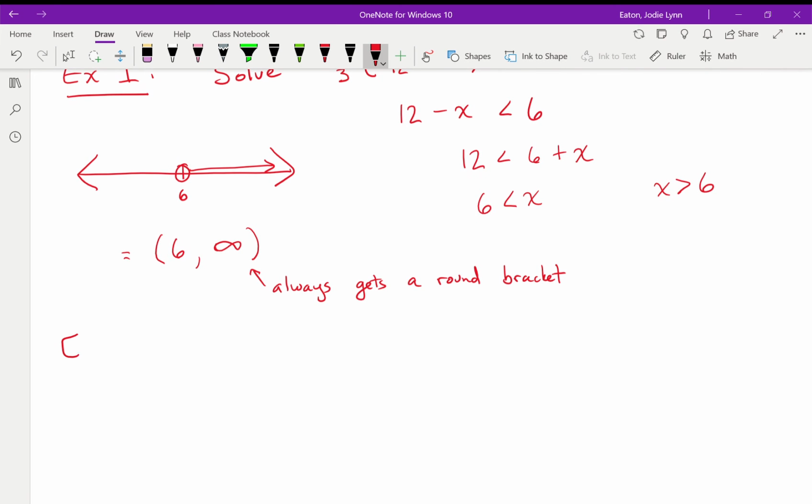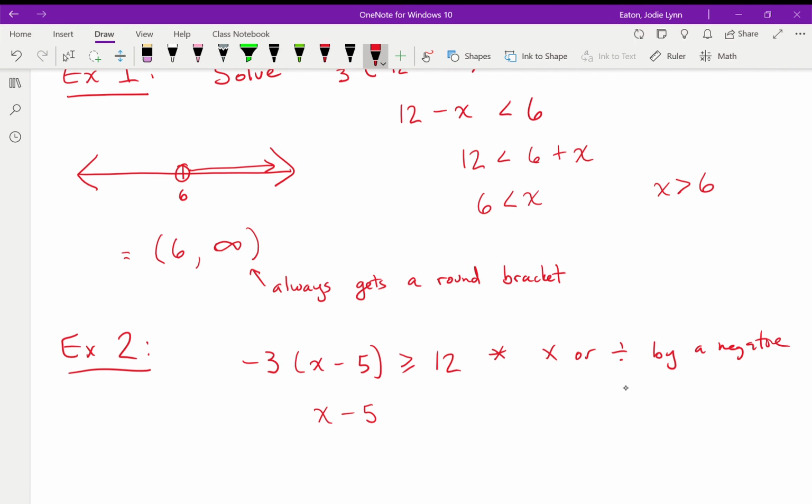So let's look at another example. We've got minus 3 times (x minus 5) is greater than or equal to 12. I am going to divide both sides by negative 3. We have x minus 5, but this is my little trick. When we multiply or divide by a negative, we switch the direction of the inequality.